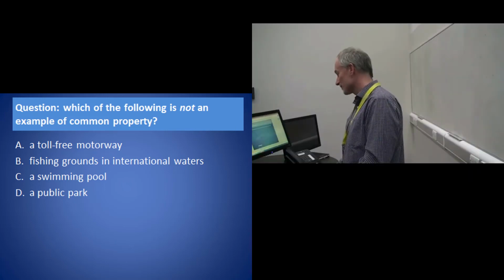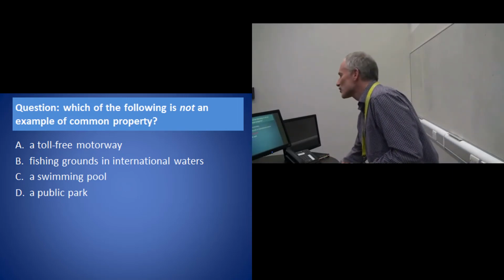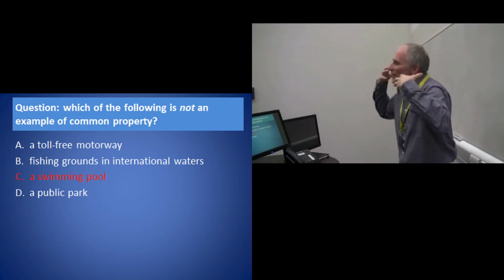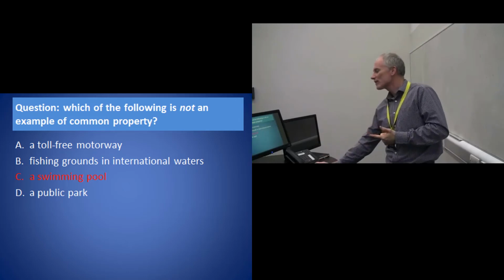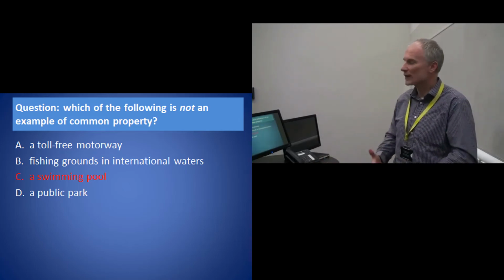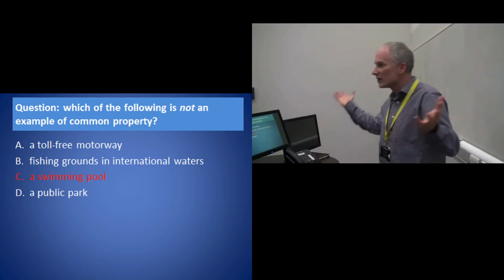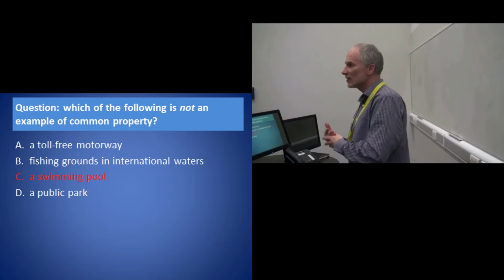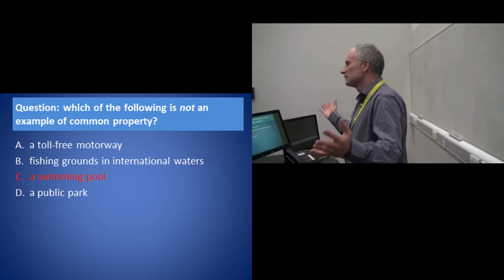Of course, a swimming pool. Now, if you think of the other ones, a toll-free motorway. Is it free to go on? Yes. Can you restrict access to it? No. Fishing grounds in international waters. Can anyone stop fishing boats going there and fishing? No. A public park. Again, you can't be prevented from entering it. And it's free. A swimming pool, though.